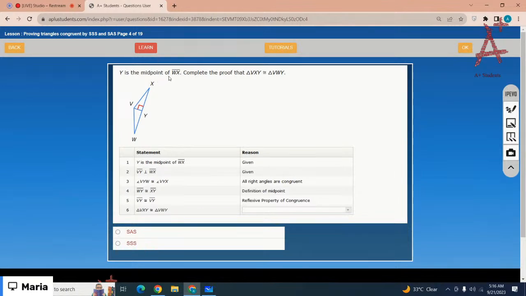Okay, Y is the midpoint of WX. Complete the proof that triangle VXY is congruent to VWX. Okay, Y is the midpoint of WX, right? That would be side, angle, and side. You can see from here, you're given one of the perpendicular angles and then two of the sides. So that is side, angle, and side, right?